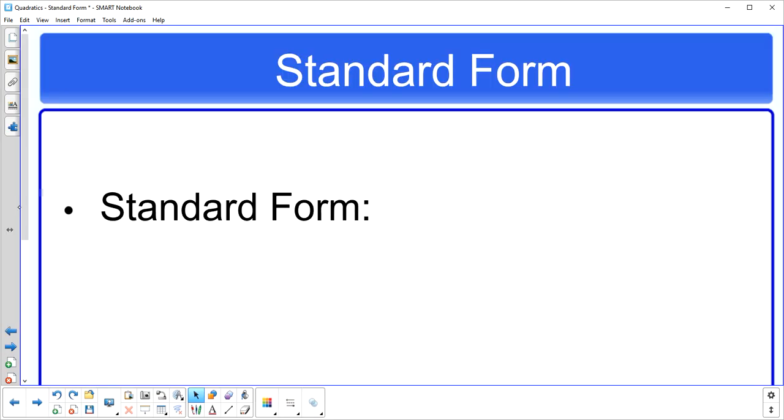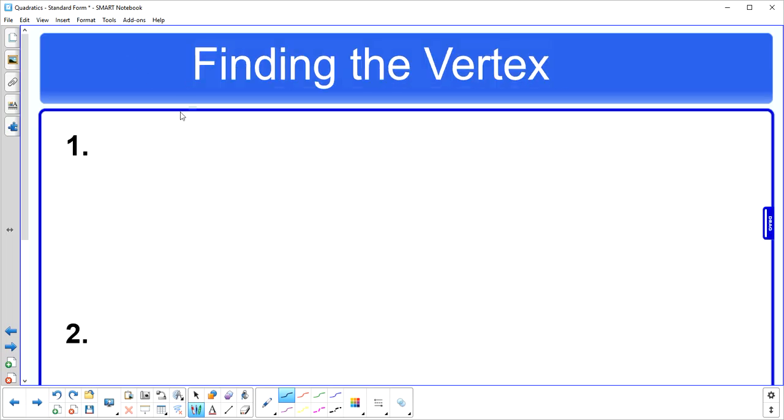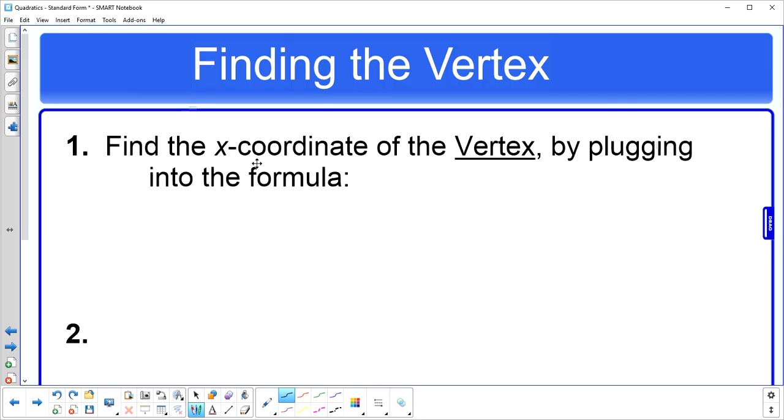Okay, so in order to do that, we need to know what standard form is. Y equals ax squared plus bx plus c. Again, big thing here is that a tells us whether we open up or down. Okay, and when we're in that standard form, in order to find the vertex, we are going to first find the x-coordinate and do that by plugging in the formula x equals negative b over 2a.